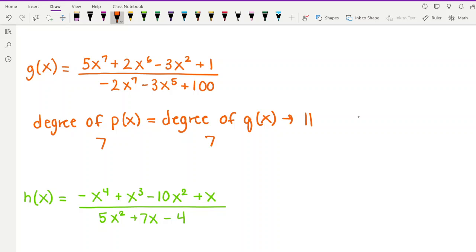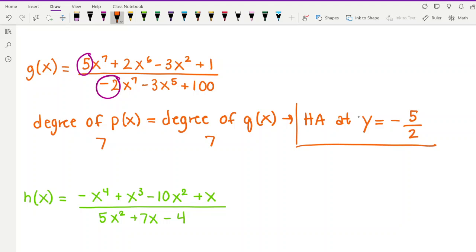Well, this tells us that we have a horizontal asymptote, and to find that horizontal asymptote, we need to look at the leading coefficients. So here we have a leading coefficient of 5. Here we have a leading coefficient of -2. And so our horizontal asymptote is going to be at y is equal to -5/2. You could also write it as 5 over -2, but the nicer way to write that would be -5/2, or -2.5.